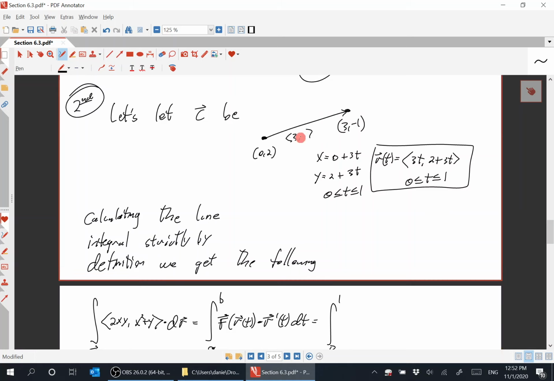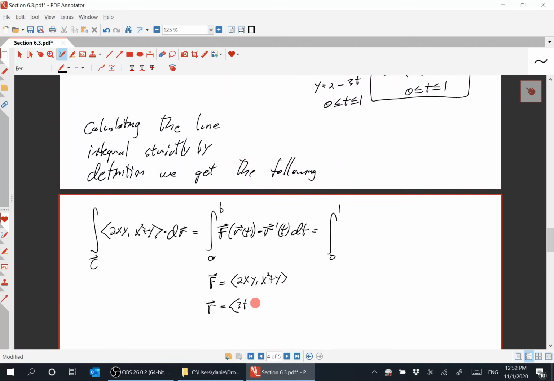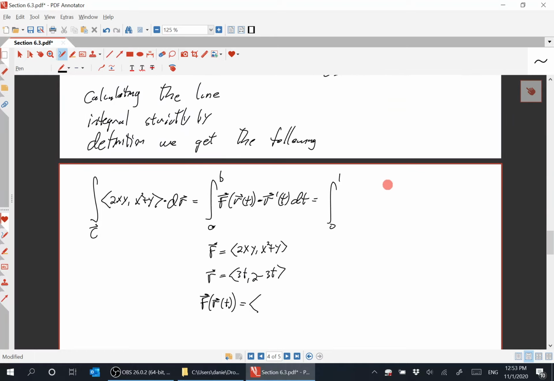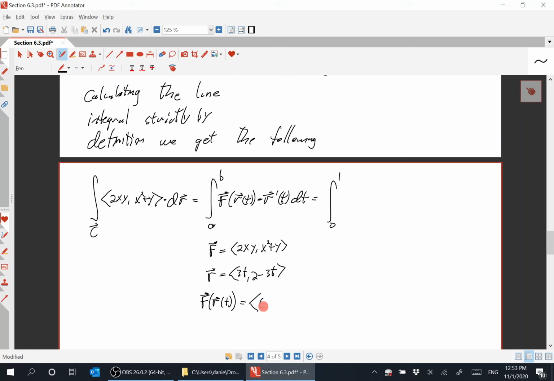Oh, I'm sorry, it's minus 3. I thought something was wrong. 3 minus 3, minus 3t, minus 3t. No problem. So f of r of t is equal to, so x is 3t, 2 minus 3t. So I have 6t, 2 minus 3t, comma, x squared, 9t squared, plus 2 minus 3t.